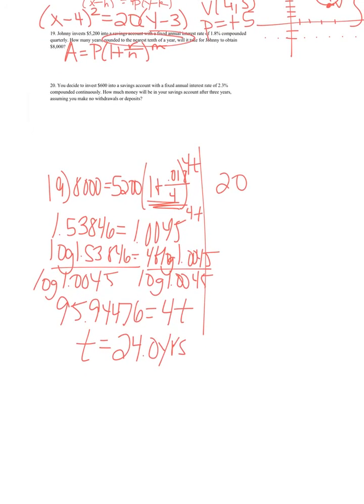Okay, number 20. You decide to invest $600 into an account. How much money will be in your account? So here, this says compounded continuously. So my formula is A equals Pe^(rt). So I'm looking for how much money will be in your savings account. So I'm looking for A. I'm given that P is 600. The rate is 0.023. And the time, this says after 3 years. So I can do that whole thing in my calculator without having to do any logs.